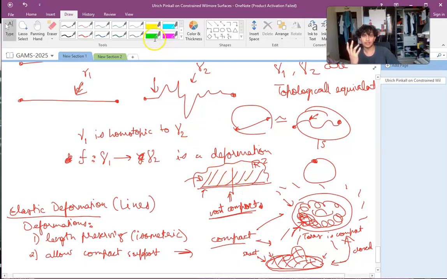Let me just use a highlighter. Is a highlighter on? No, it's not.